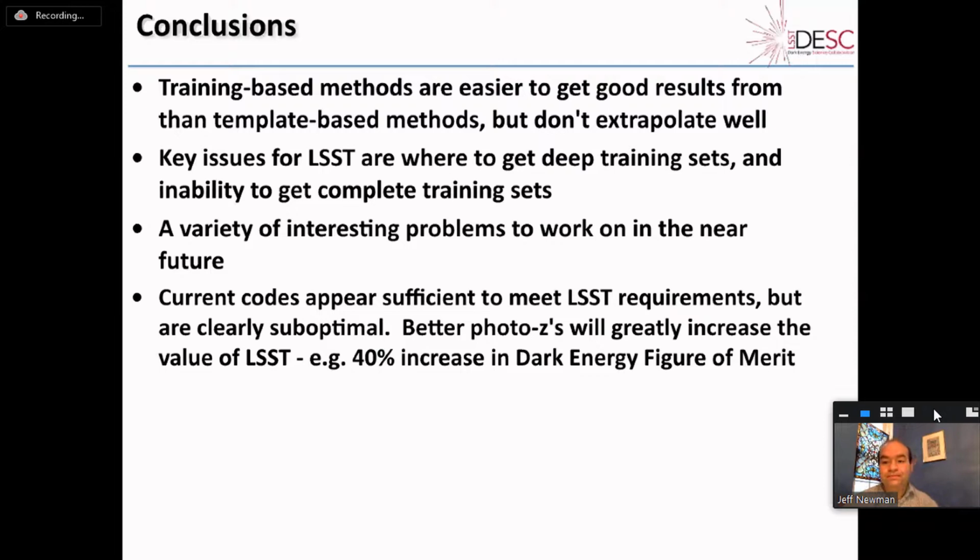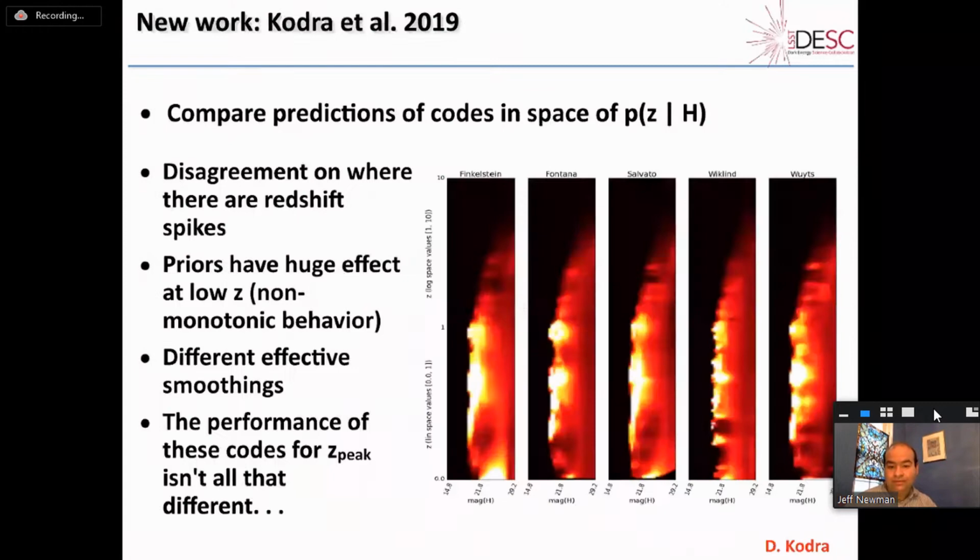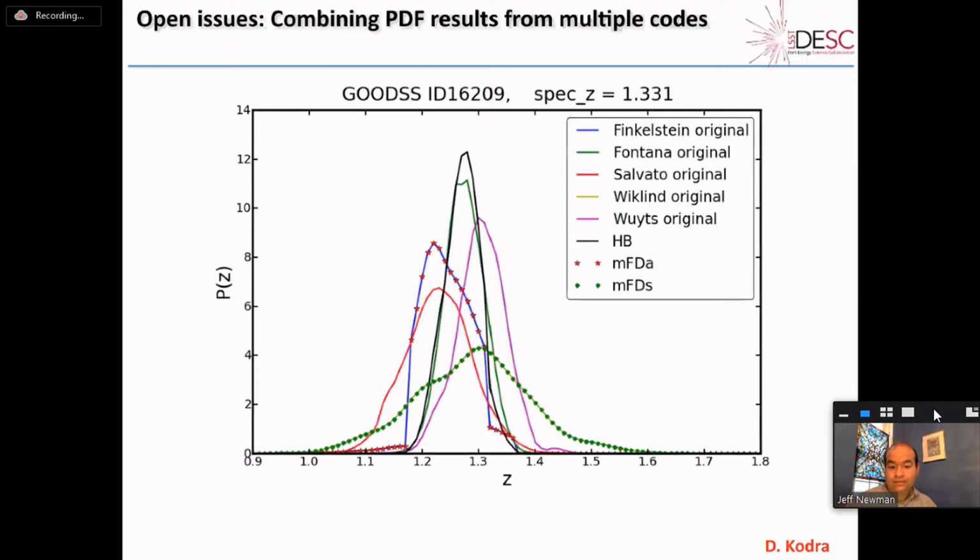Hi, Jeff. Thank you for the talk. I have a question about combining the different redshift algorithms. It's just a question of the time it takes to do this for a billion galaxies, because you have to measure the redshifts for each galaxy 5 times. Is that an obstacle to this?